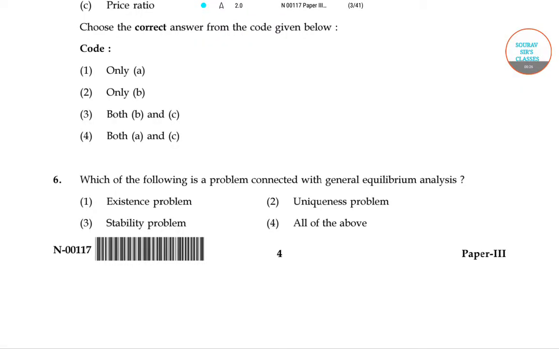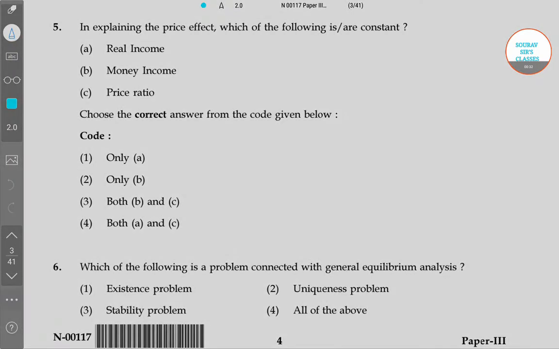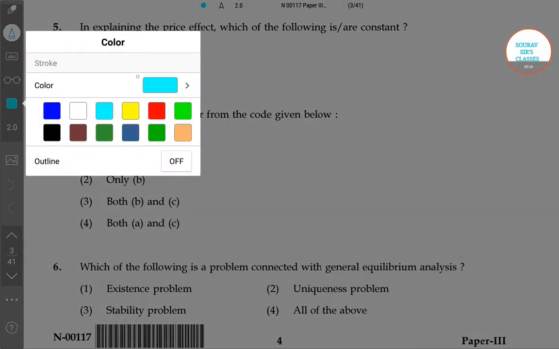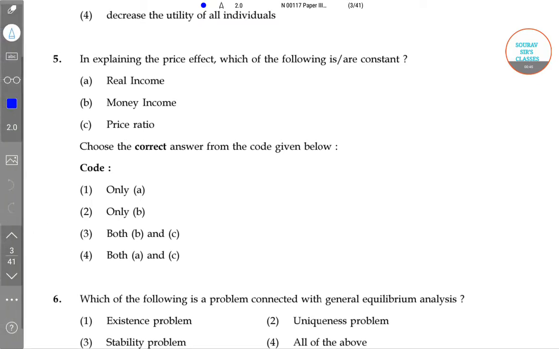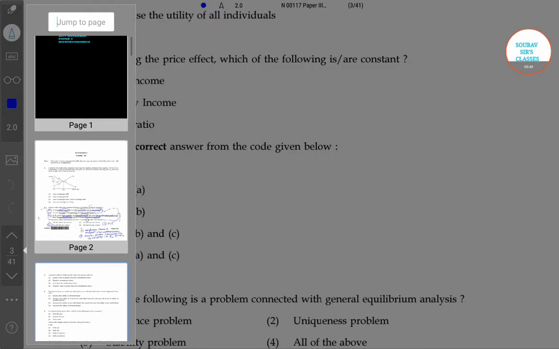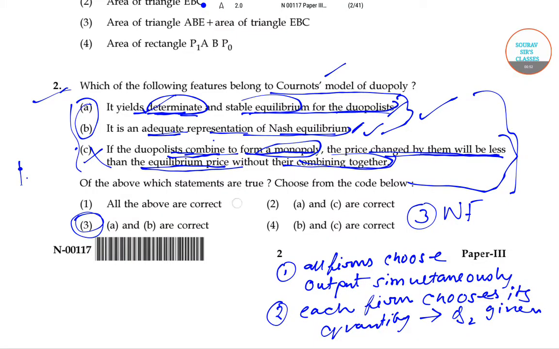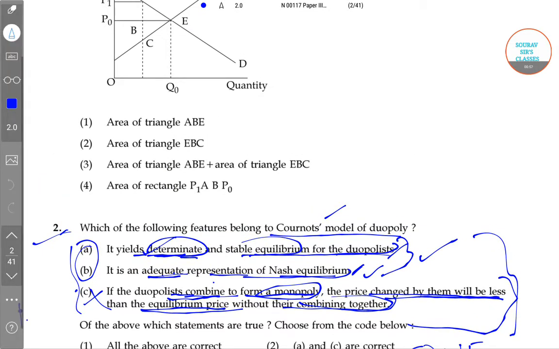In question number 5 it is given, in explaining the price effect, which of the following is constant? If you want to know more about price effect, we just made a video on price effect a few minutes back. If you go to the question number, probably it was question 2. Let me see. No, this was not question 2. Let me check.